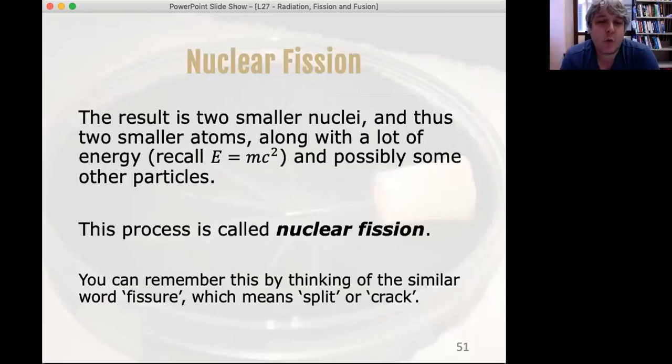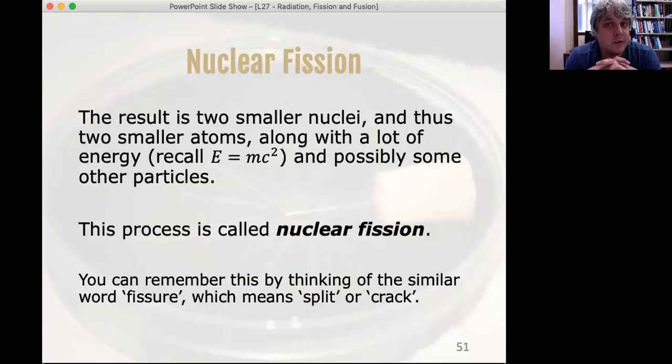The result is 2 smaller nuclei, 2 smaller atoms. Now, this doesn't just happen with uranium. I'm using uranium because that's the most common example. It's the one that humans have caused, in the atomic bomb. They have caused nuclear fission. The result is 2 smaller nuclei, 2 smaller atoms. Each atom now has a smaller nucleus than that one original one did. But a lot of energy is released.